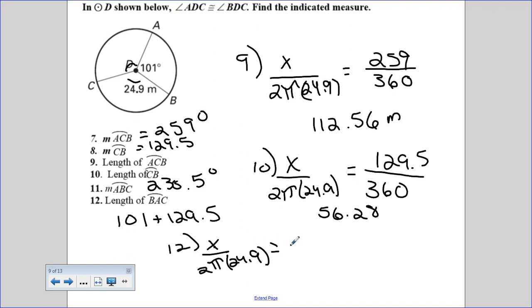All right, and I'm going to set that in proportion with 230.5 over 360. So again, it's just changing the degree measure because we're looking at a different piece of that circle. All right, and when I do that out, you should get about 100.17 meters. All right, so yeah, remember, piece to the whole, piece to the whole.